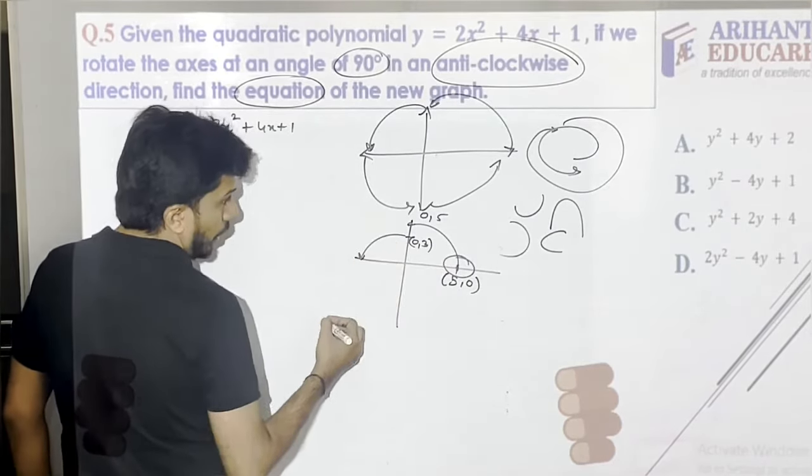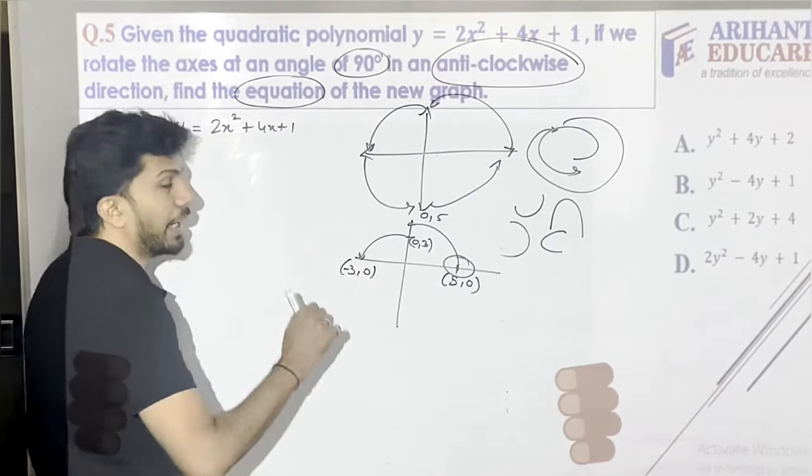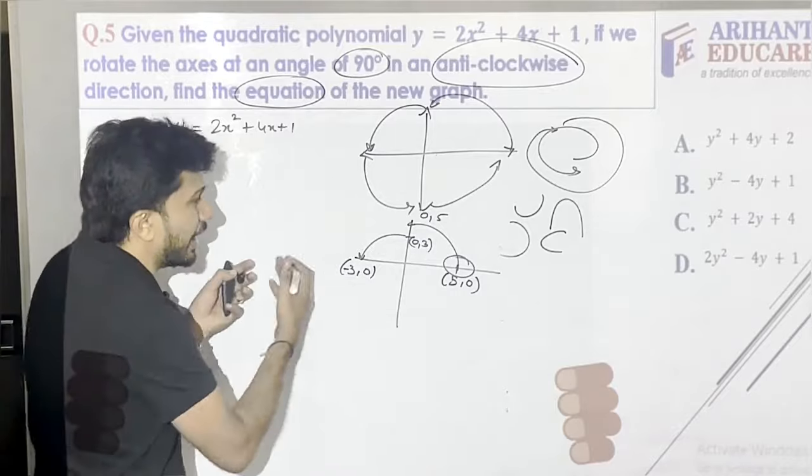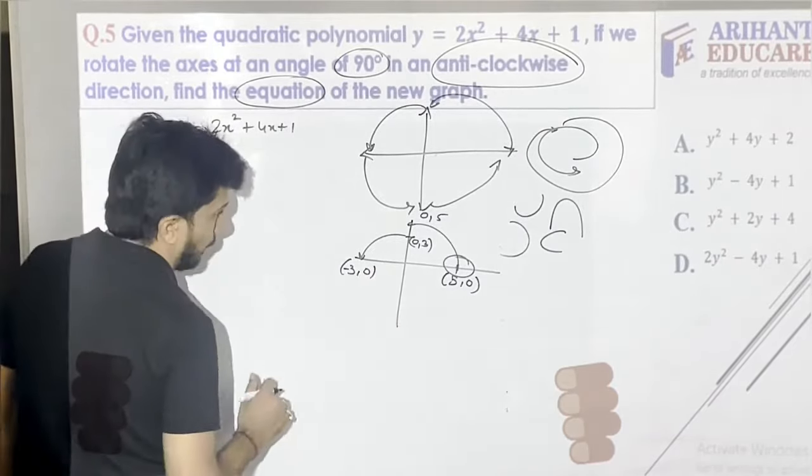From here to here, it will become 3, 0. No, my dear students, it would become minus 3, 0. Why? X is negative on this side, right? So, after shifting, what is happening?